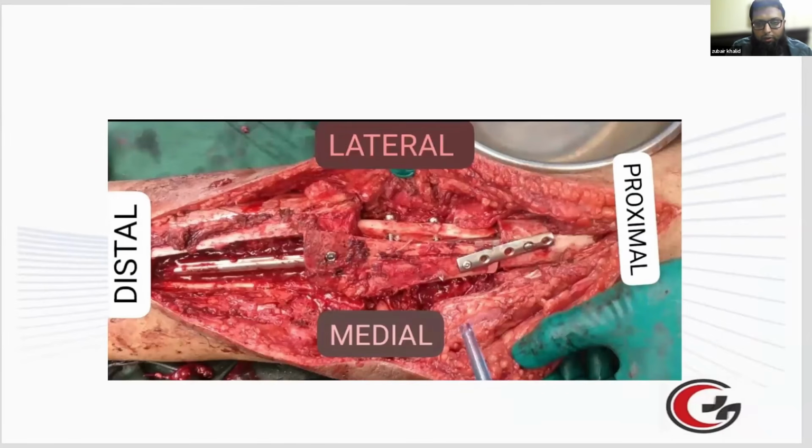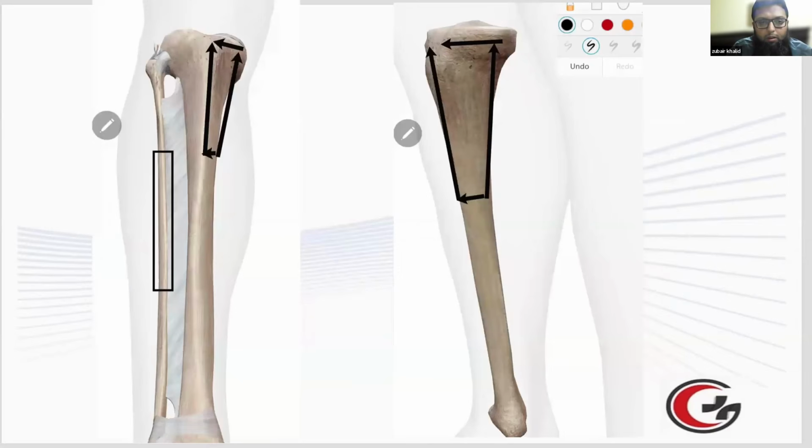This is a picture and another view. We applied a one-third tubular plate on the proximal aspect, and through the holes we designed in the nail, we passed the screw from the fibula to the nail. We also applied 6.5 cancellous screws in the distal part of the medial portion of the tibia.